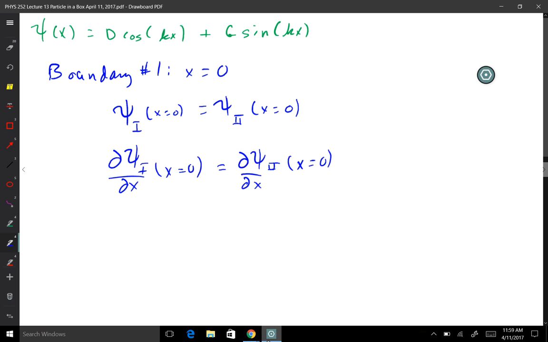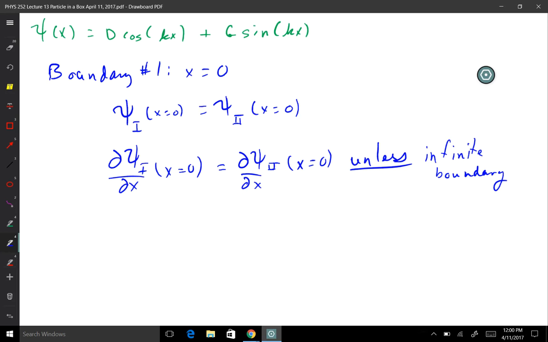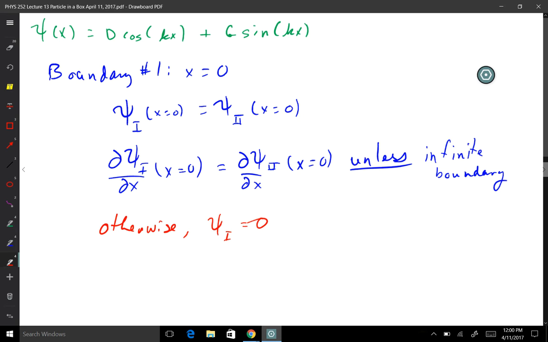So unless it's an infinite boundary, which is our case here. We start with the infinite boundary, and for all other cases, we don't have it. So in this case, we just have the condition that psi 1 equals 0. So that replaces our second boundary condition. But that makes life easy with that replacement boundary condition.